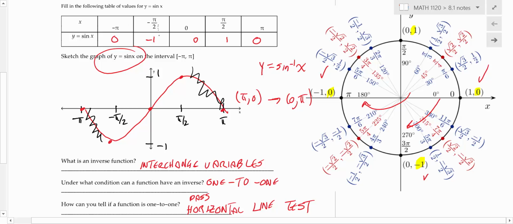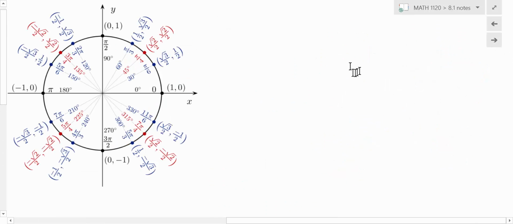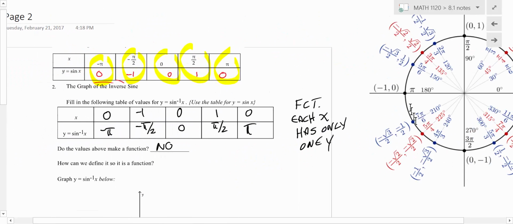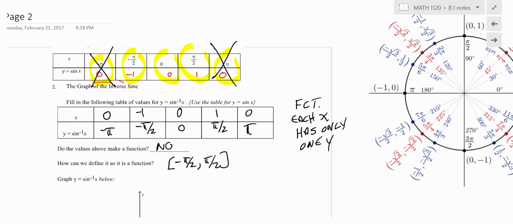So we're just going to ignore some of those points. We're going to define it in such a way so that it's a one-to-one function. The question is, how do we define it so it is one-to-one? Well, we define it on the interval negative pi over 2 to pi over 2. So in the chart that I had you write down, I'm going to ignore that and ignore that. Now it's a function. Look at this: that x has one y, that x has one y now. The 0 only has one y. So when we graph the inverse sine, we're just going to graph those three points.